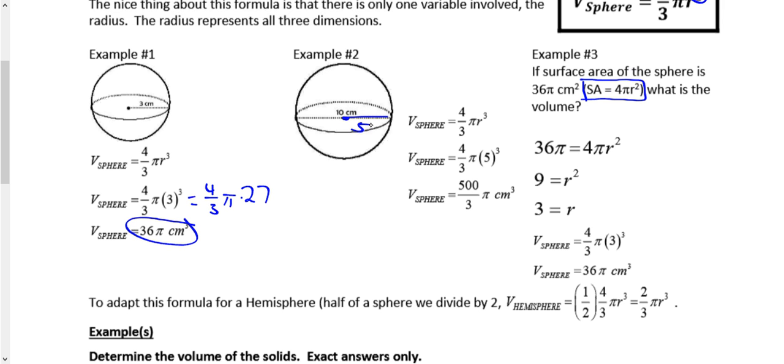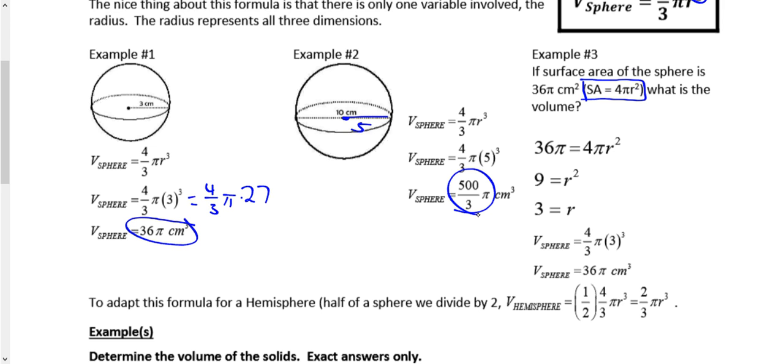Okay, so 125, and it's not divisible by 3, so we can just leave it as 500 over 3 pi. Okay? And if you divide an integer by 3, you get that 0.33333 wherever you cut that off. It's not exact. Okay?